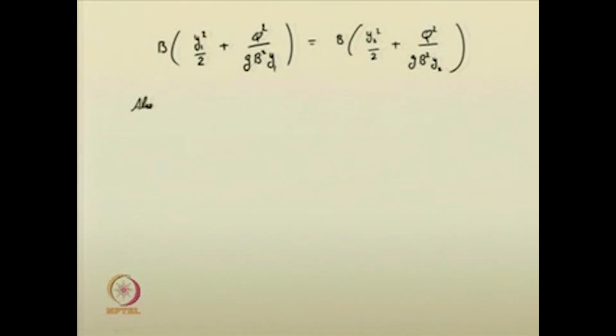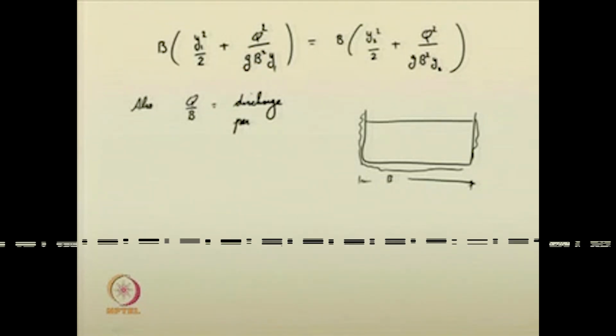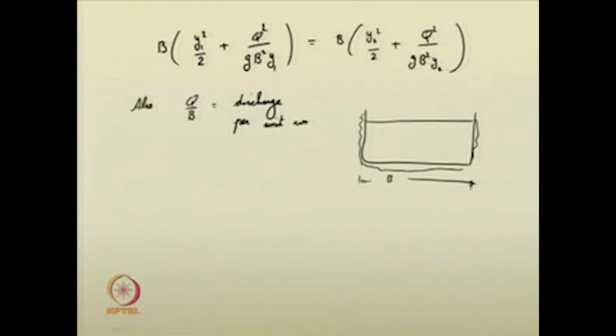Also, the quantity q by B in a rectangular channel section, carrying some discharge, is a property of the channel now. q by B is equal to the discharge per unit width of the rectangular channel. So, for a rectangular channel, it is a property. You can define this quantity as a small q, so that we can use it in our equations.